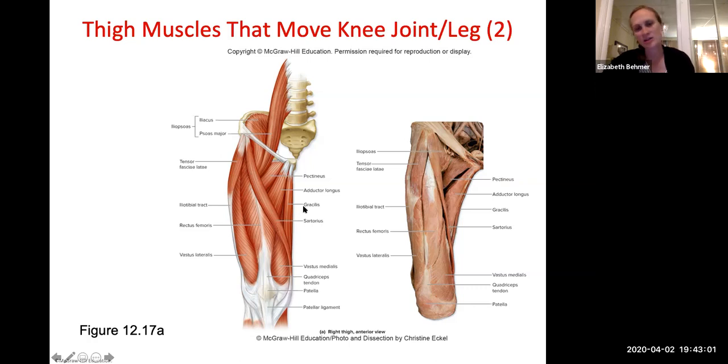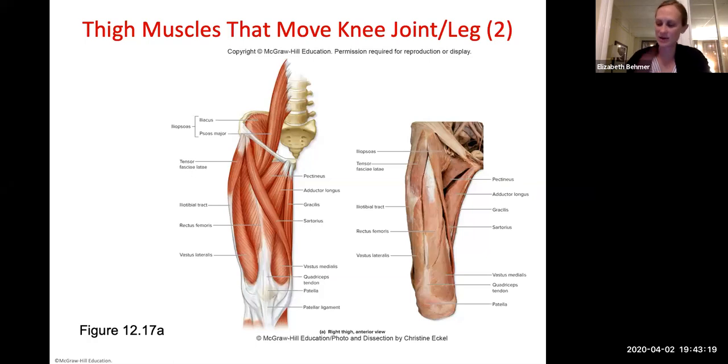And then I'll show you a better picture of the medial view, but your gracilis is on the medial side of the leg with the adductor longus in front of it. And these are all muscles that adduct the thigh, which brings us to number 9.